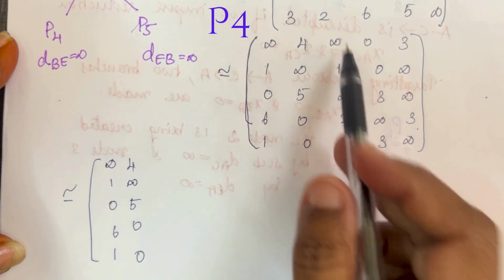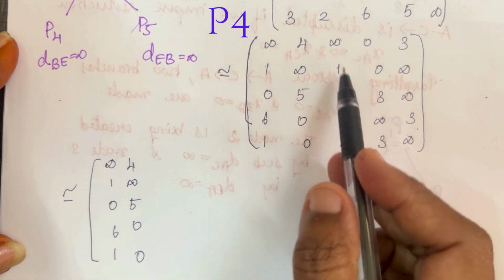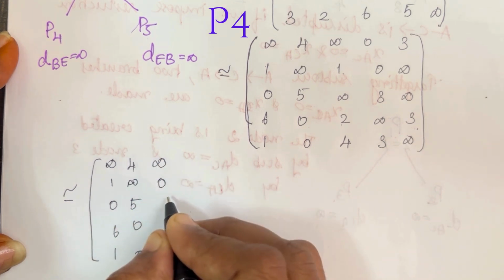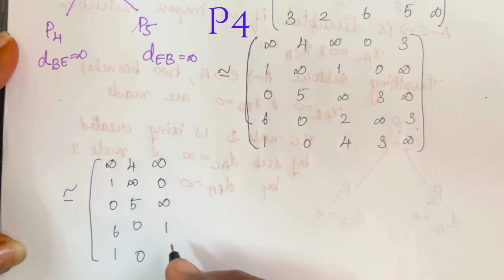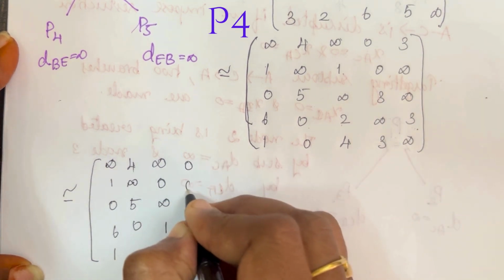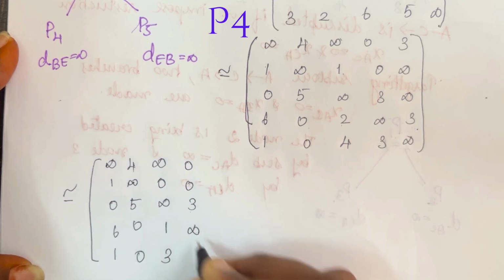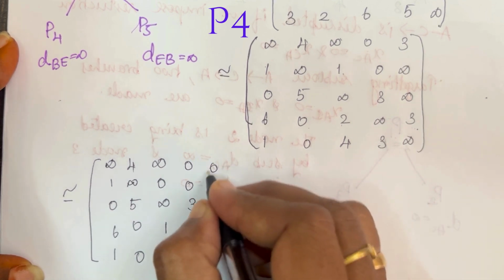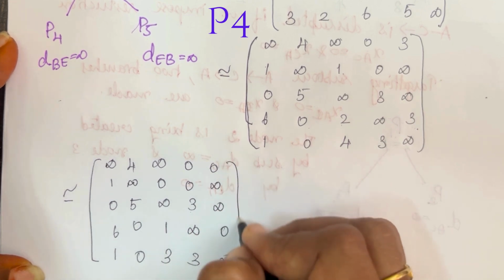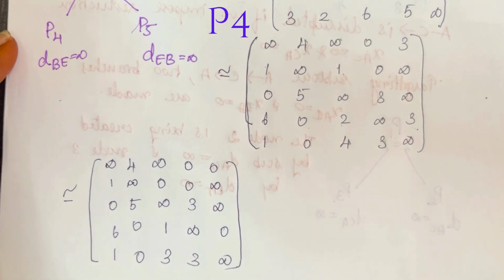Now change the third column. 1 is the minimum, so subtract 1 from the remaining. So 0 infinity 1 3, and the fourth column will be as it is, and the fifth will be 0 infinity infinity 0 infinity. Okay, now we'll start allocating the zeros.